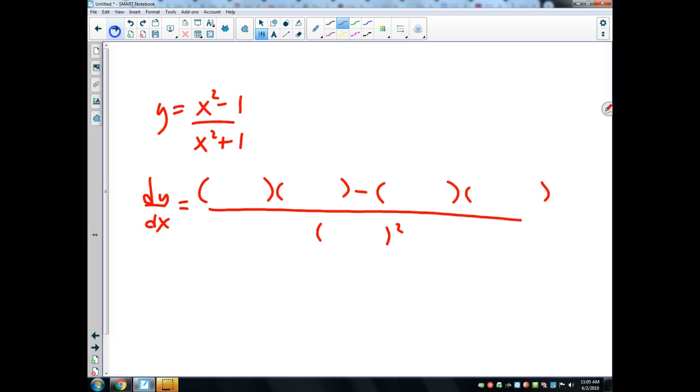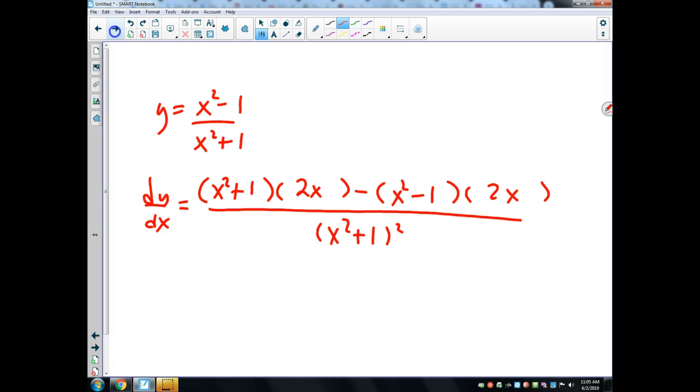Right? So if x squared minus 1 is f and x squared plus 1 is g, the high function is f, x squared minus 1, and the low function is g, x squared plus 1. So low, just copy it. D high, differentiate the top. Low d high minus high, just copy it. D low, just differentiate the bottom. All over low squared. There you go.